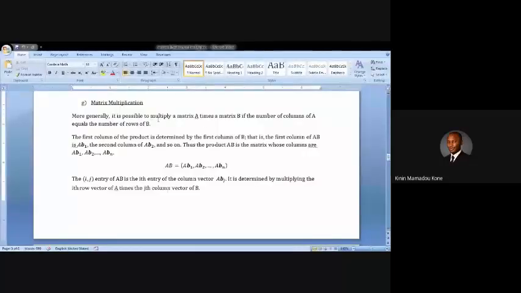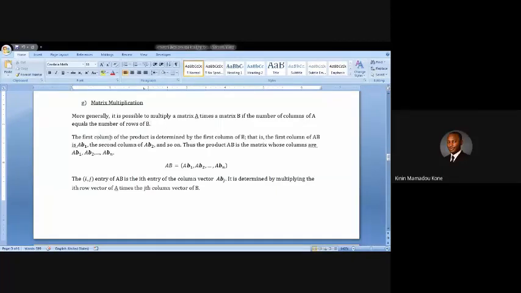So matrix multiplication, more generally, it's possible to multiply a matrix A times a matrix B if the number of columns of A equals the number of rows of B. Okay, so remember this information. The number of columns of A has to be equal to the number of rows of B.